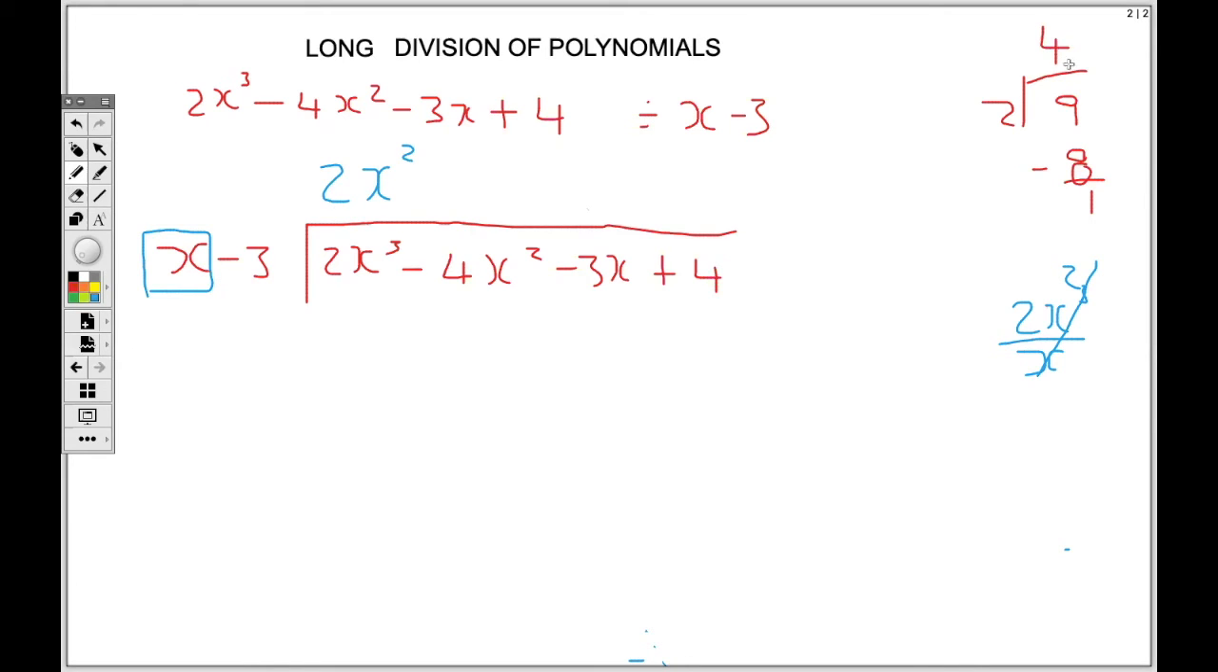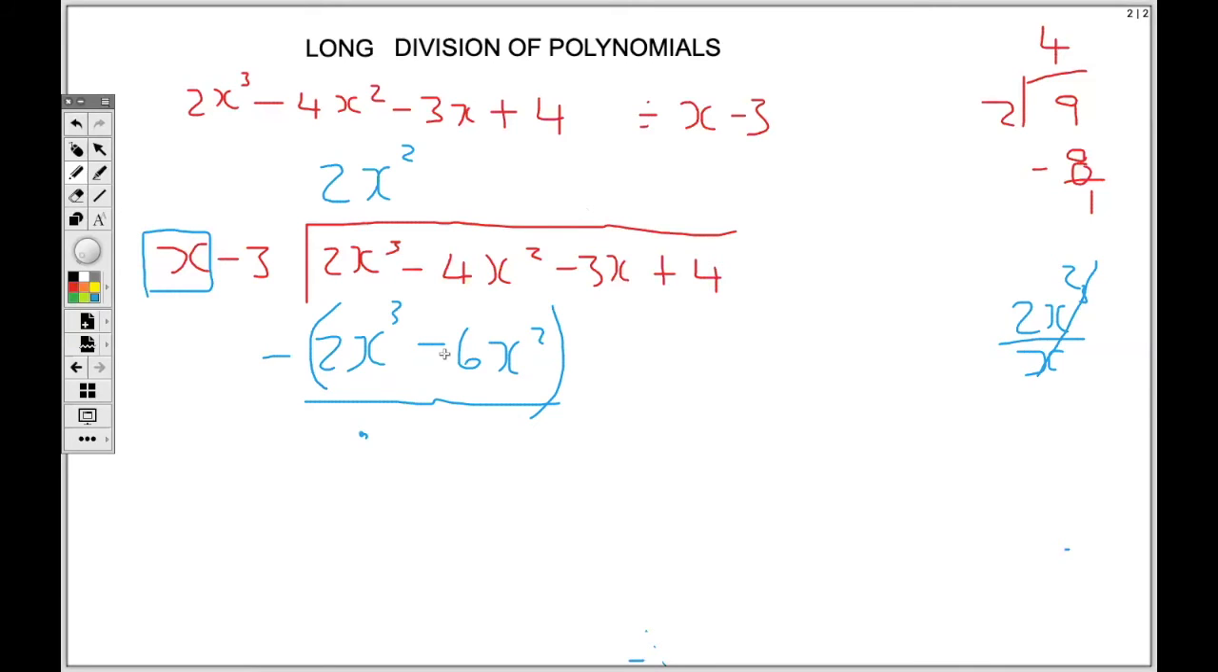So then we say 2x squared times all of what we have as a divisor. So 2x squared times x gives us 2x cubed. Then 2x squared times negative 3 gives us negative 6x squared. Have my brackets, subtraction sign. Again, 2x cubed minus 2x cubed is always going to give us 0 here.